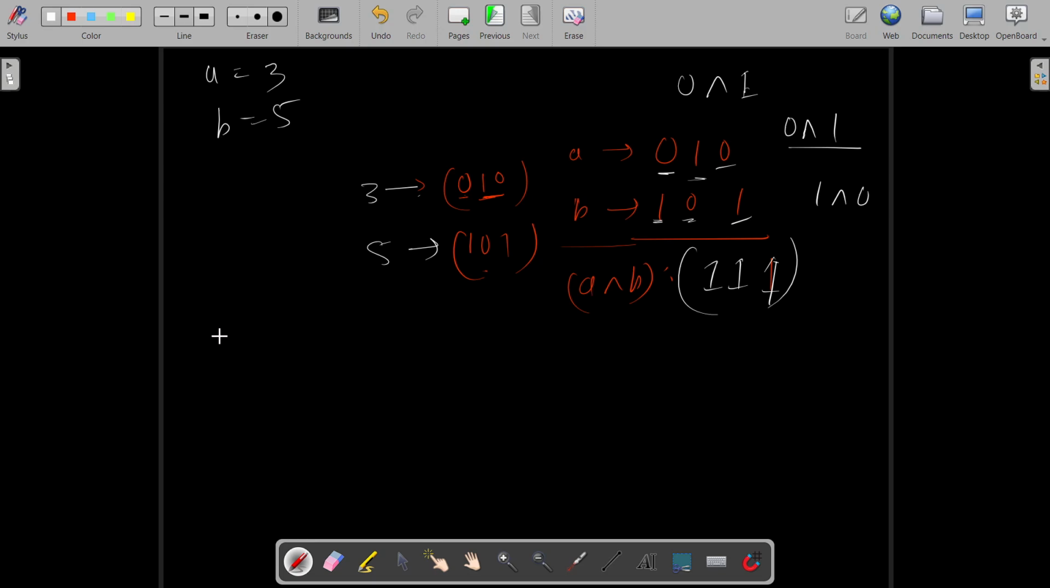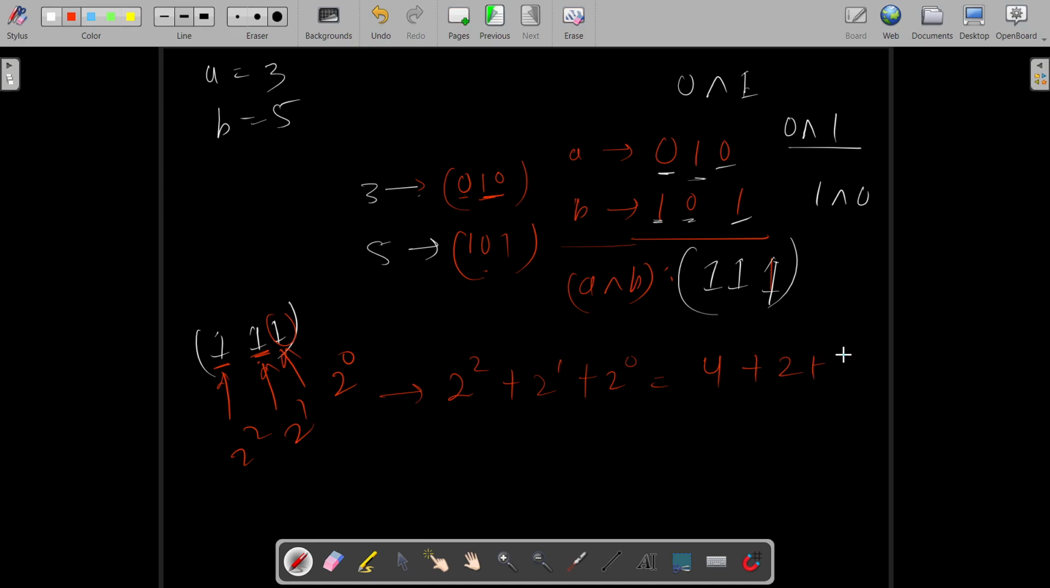Now let's extract the number out of it. 111 is the binary representation that we receive after doing XOR of A and B. This represents 2 raised to power 0, and since it is set, we consider this value. This is also set and this is also set. This represents 2 raised to power 1, and this represents 2 raised to power 2. Upon adding all of this, we get 2 raised to power 2, that is 4, plus 2 raised to power 1, that is 2, plus 2 raised to power 0, which is 1. So 4, 5, 6 and 7.